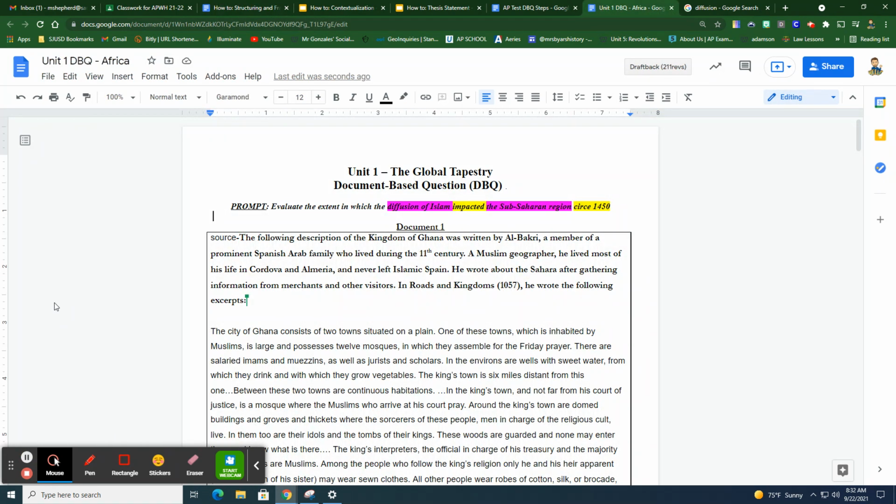I could tell you this, that as soon as I get the word impacted, all I'm going to be thinking about when I read my documents is impact 1, impact 2, and impact 3. If I could get 2 to 3 specific impacts, I'm golden.